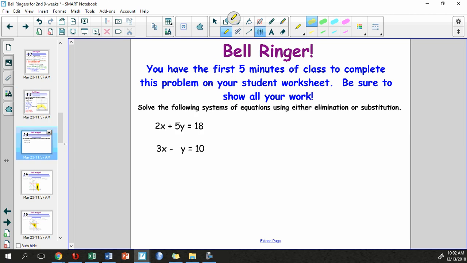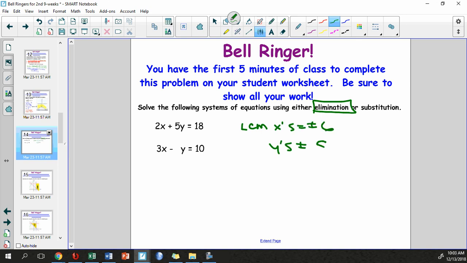Okay? That brings me to the next one. It says solve the following systems of equations using either elimination or substitution. It doesn't matter which one. Whenever we do elimination, we like to line them up and make sure that they are lined up. The x's are lined up, the y's are lined up. So I'm going to go ahead and do my least common multiples of my x's, and that's plus or minus 6. My y's, that's plus or minus 5.